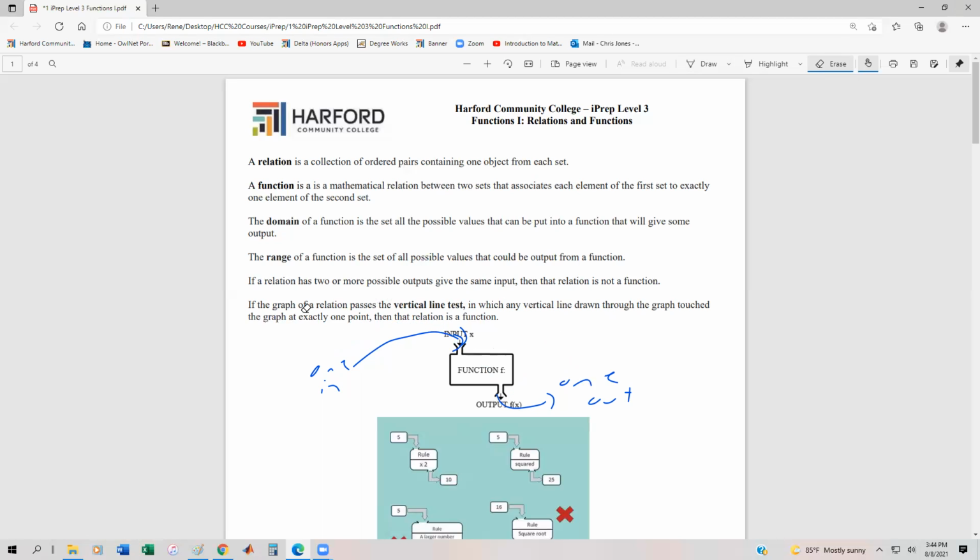We also have this thing called a vertical line test. If we have the graph of a function, and we can draw a single line vertically, and that line, anywhere we draw it, touches exactly one point on the graph, then we can say that the relation is a function. If it touches more than one point, then it's a relation, but not a function.